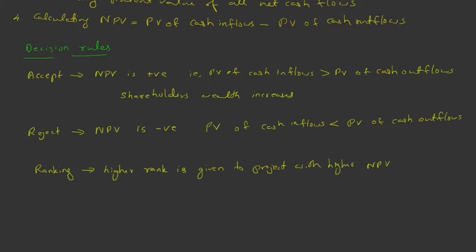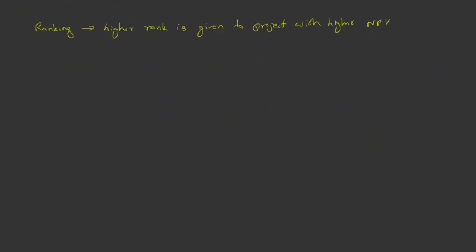If NPV is positive, that project is accepted, and if NPV is negative, that project is rejected. For mutually exclusive projects, the project with a higher NPV is accepted. Let us understand more about it by doing a numerical problem.